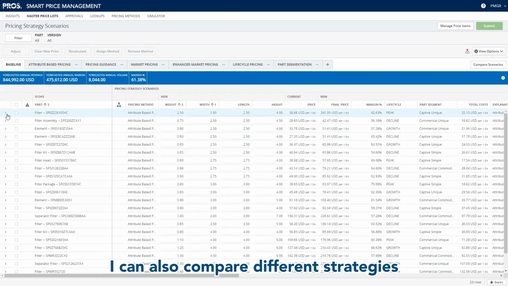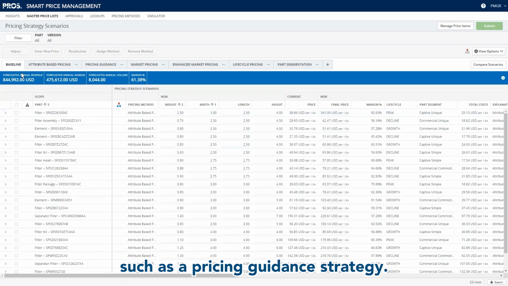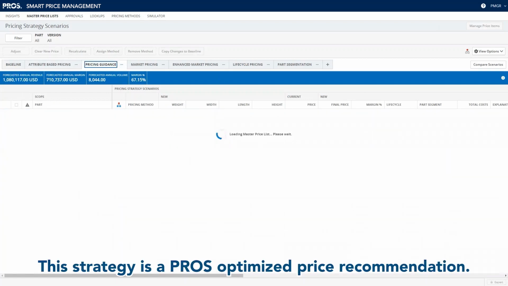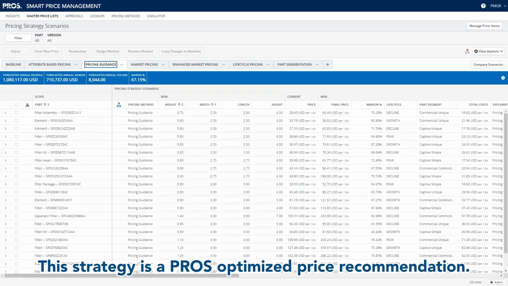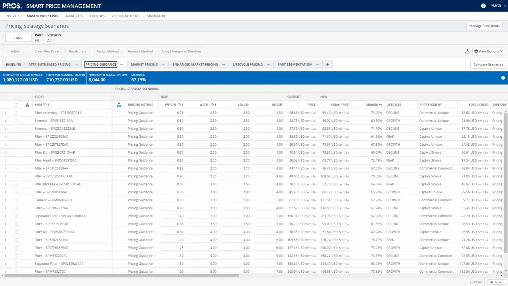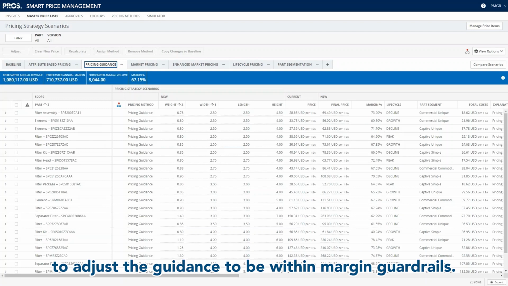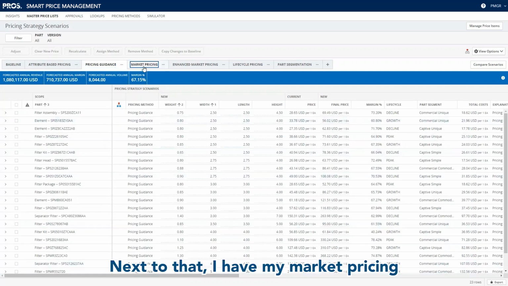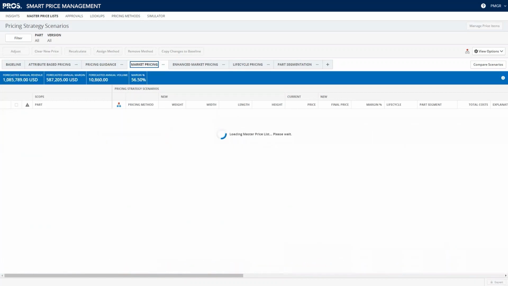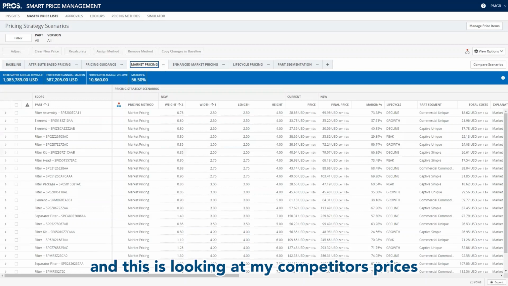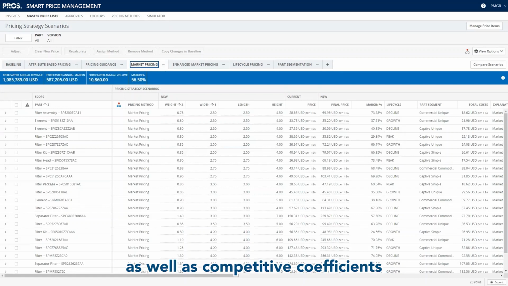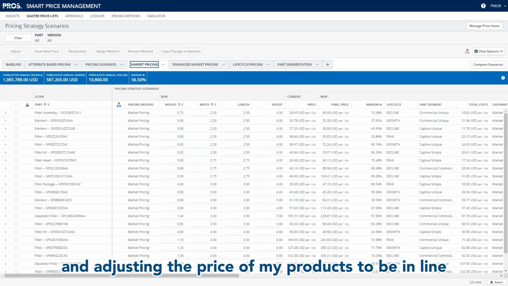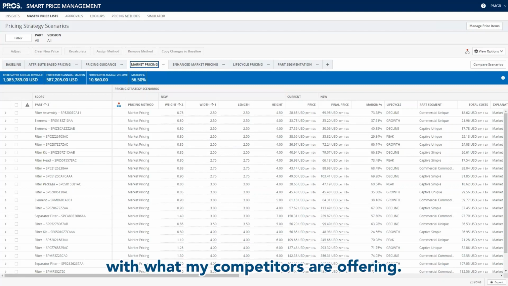I can also compare different strategies, such as a pricing guidance strategy. This strategy is a Pros optimized price recommendation that has a hard constraint to adjust the guidance to be within margin guardrails. Next to that, I have my market pricing. And this is looking at my competitors' prices as well as competitive coefficients and adjusting the price of my products to be in line with what my competitors are offering.